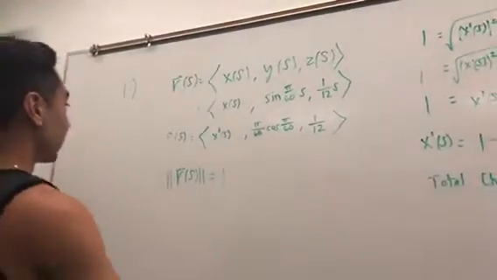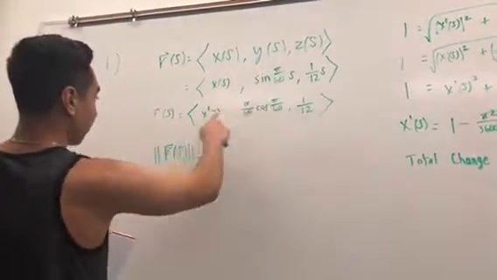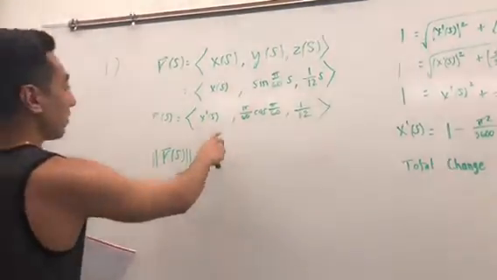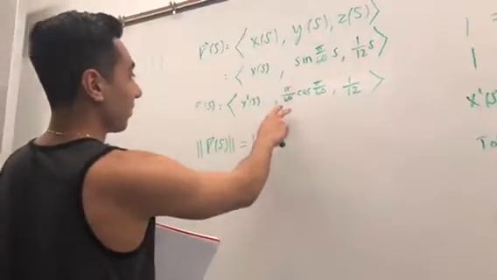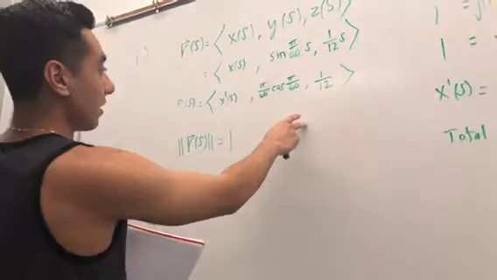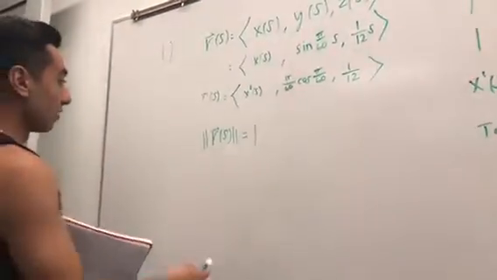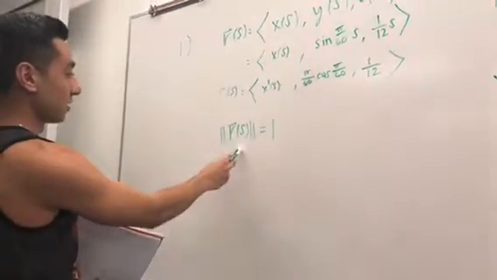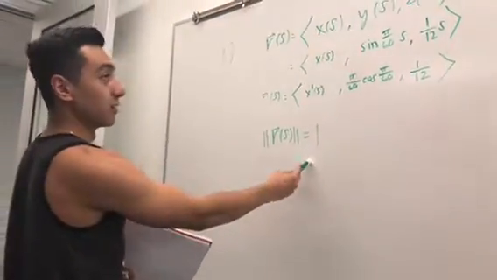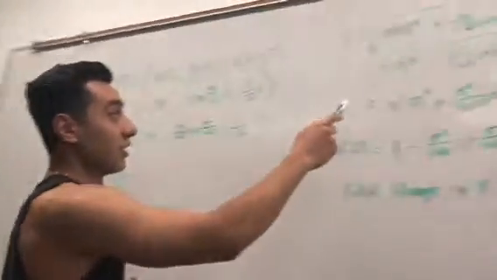And then so we take the derivative of our r of s function, and we get x prime of s for our x component. For our y component, we get pi over 60 times cosine of pi over 60 s. And then for the z component, it's 1 over 12. And so we know that the magnitude of the derivative of our r of s function is equal to 1. So then we set it equal to 1 here.